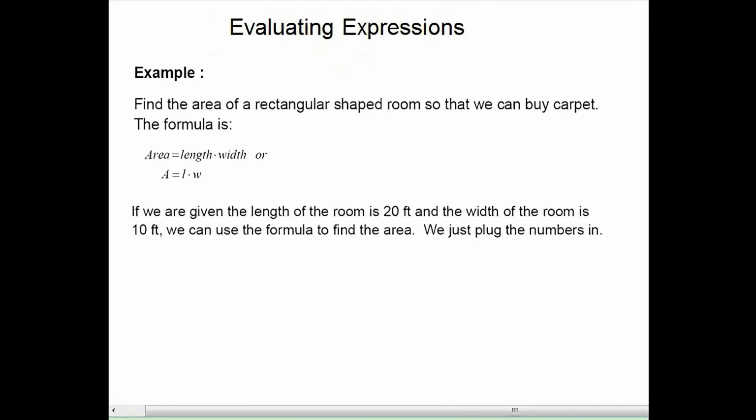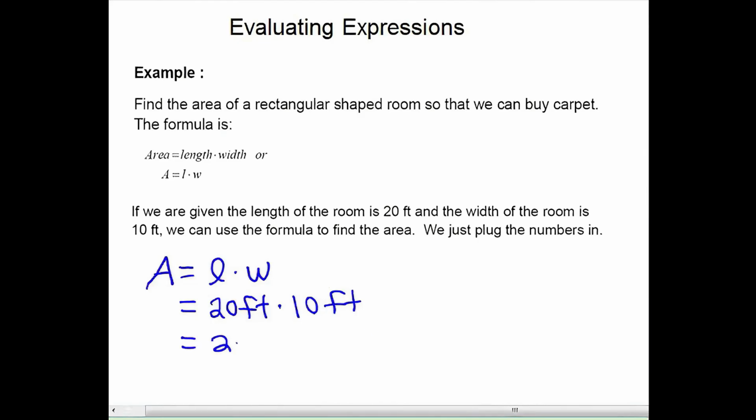If we are given the length of the room is 20 feet and the width of the room is 10 feet, we can use the formula to find the area. We just plug the numbers in. So we have our formula, area equals length times width, and we substitute. For length, we plug in 20 feet times width, 10 feet, and then we do the math that's there. So 20 times 10 gives us 200, and this is square feet. So you just substitute into the formula to evaluate it.